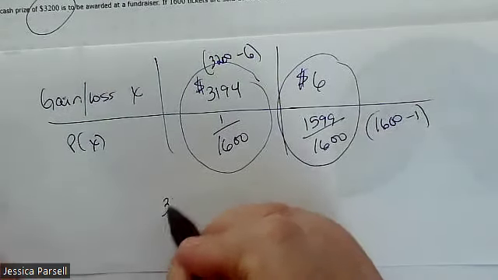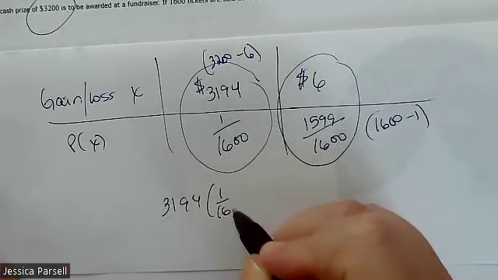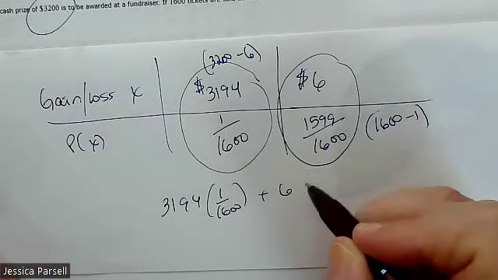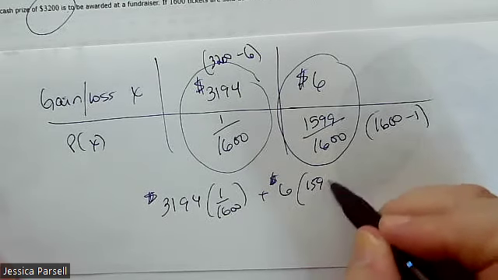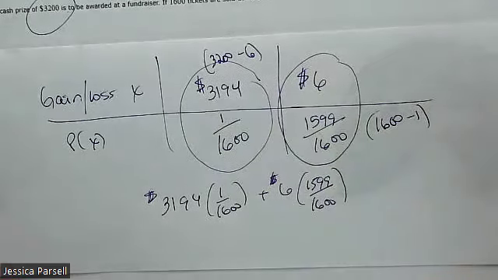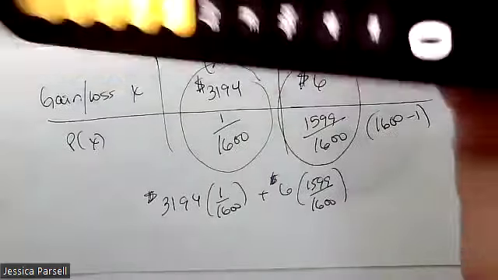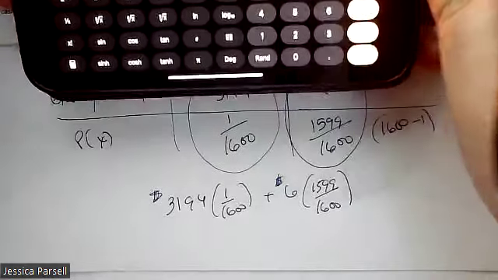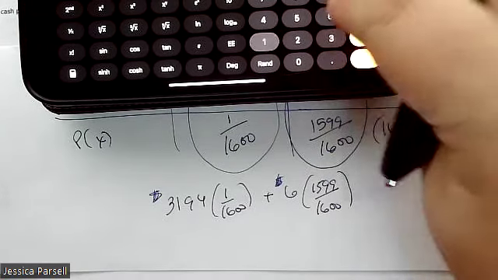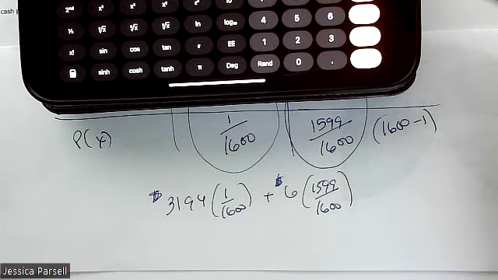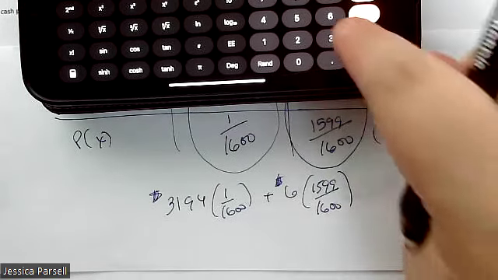Okay, so 3,194 times 1 over 1,600 plus 6 times, and this is money, so we're going to put the dollar sign, times 1,599 over 1,600. Okay, so I'm going to use my cell phone just so that I can have a calculator that hopefully is similar to what everybody else is working with. So I'm going to turn mine sideways here. Okay, so first I'm going to do 1 over 1,600. 1 divided by 1,600. Get that decimal, then multiply that times 3,194.